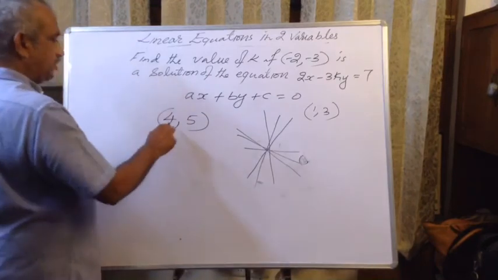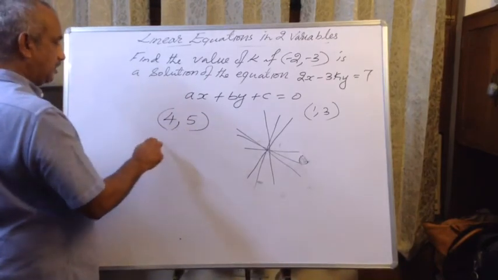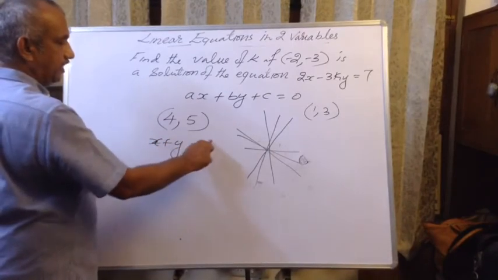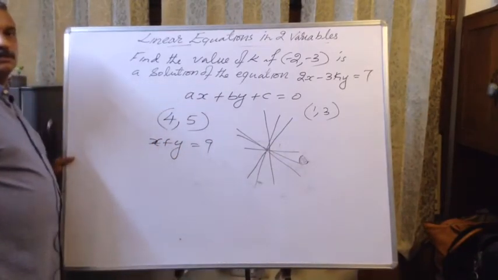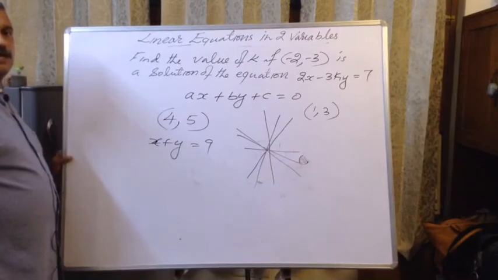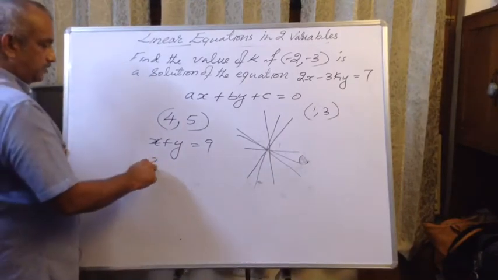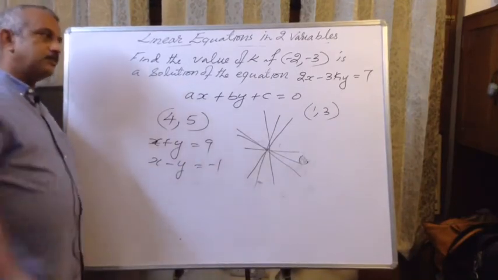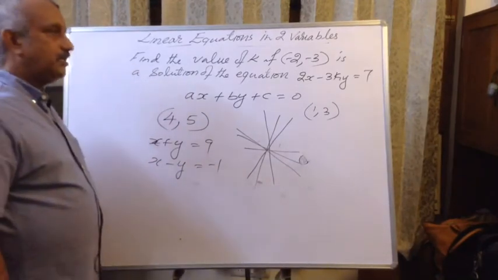Say first one, I am taking this one as x and this one as y. X plus y is equal to 9. 4 plus 5 is equal to 9. Second one, x minus y is equal to minus 1. Like this, any number of equations we can write.